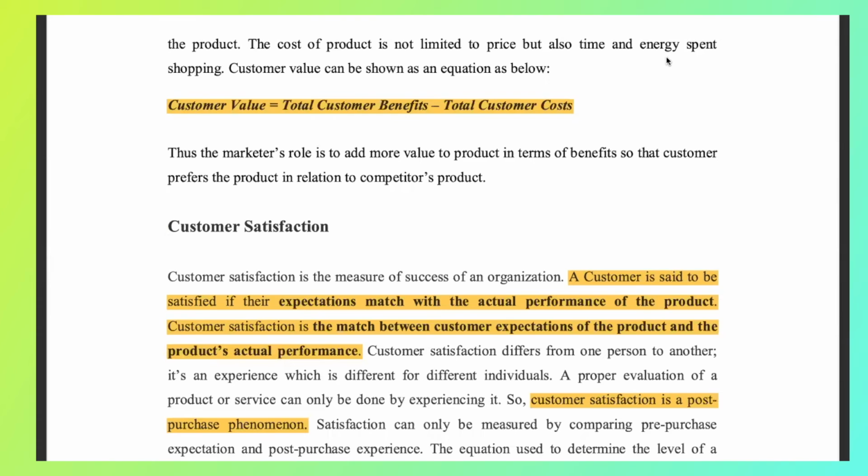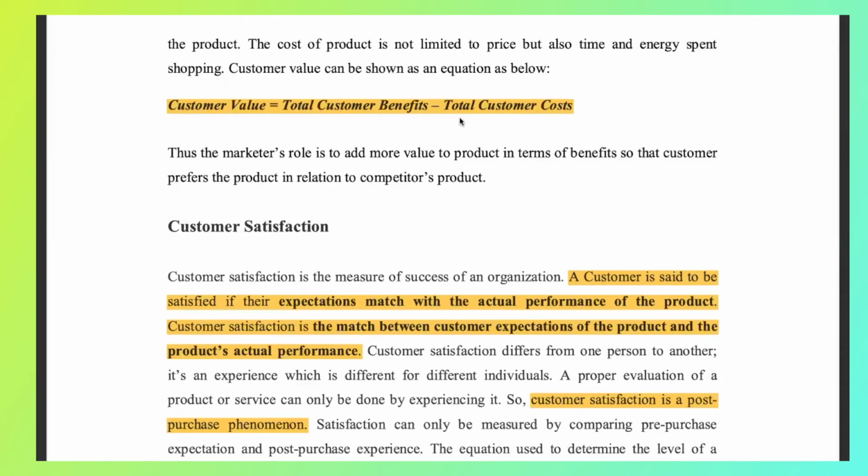So customer value can be shown as an equation below. Customer value equals total customer benefits, like the total benefits that the product is giving, minus the total customer cost, like how much the customer is paying. So you have to remember this equation. You won't insert values or anything, but it's a good thing to remember because they can ask in examinations. Thus, the marketer's role is to add more value to the product in terms of benefits, so the customer prefers the product in relation to competitors' products.